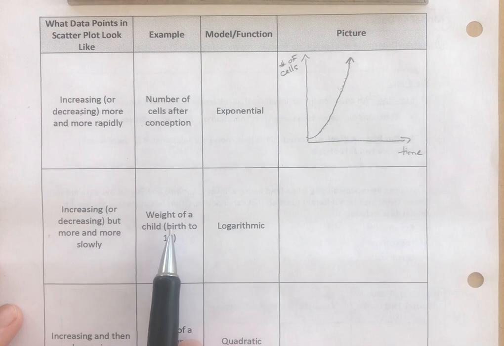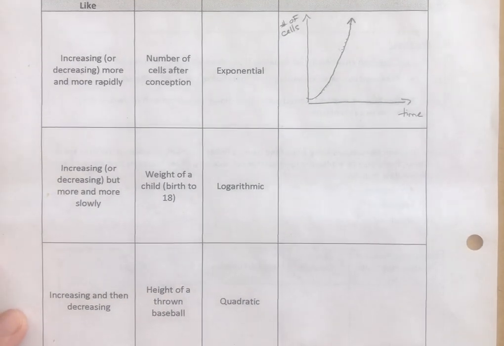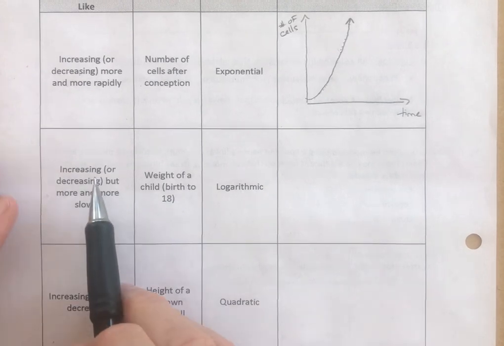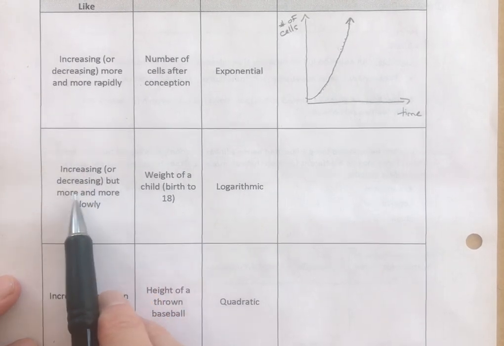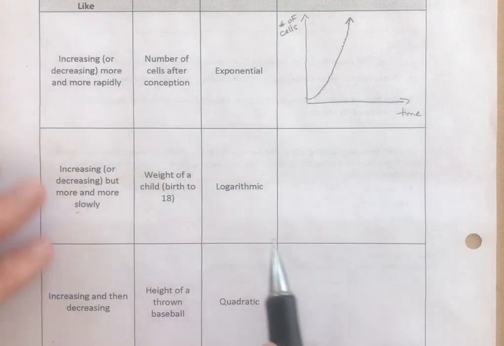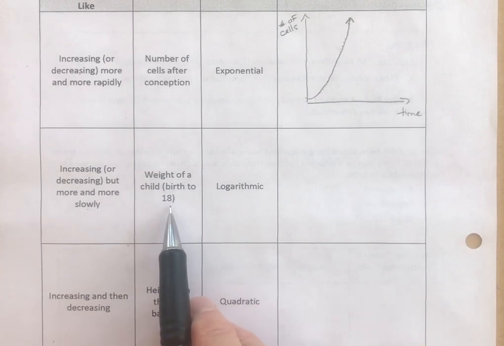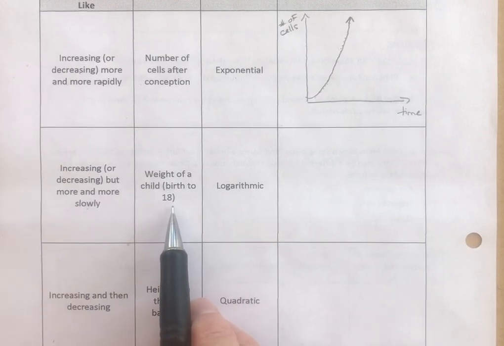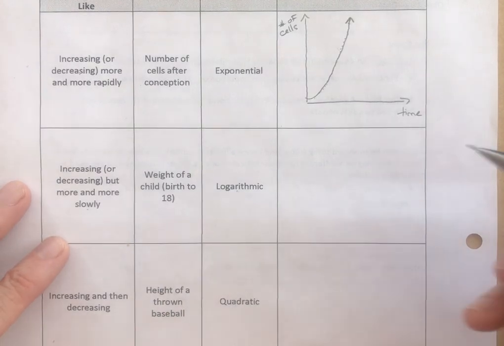Let's take a look at one that is logarithmic. Okay, logarithmic is kind of the opposite of exponential to some degree. In this case, we are increasing or we're decreasing, but more and more slowly as time goes on. Okay, let's take a look at the weight of a child, let's just say from birth to 18 approximately. This isn't perfect, but it gives you some sense of how this works. We'll model this with a logarithmic function.